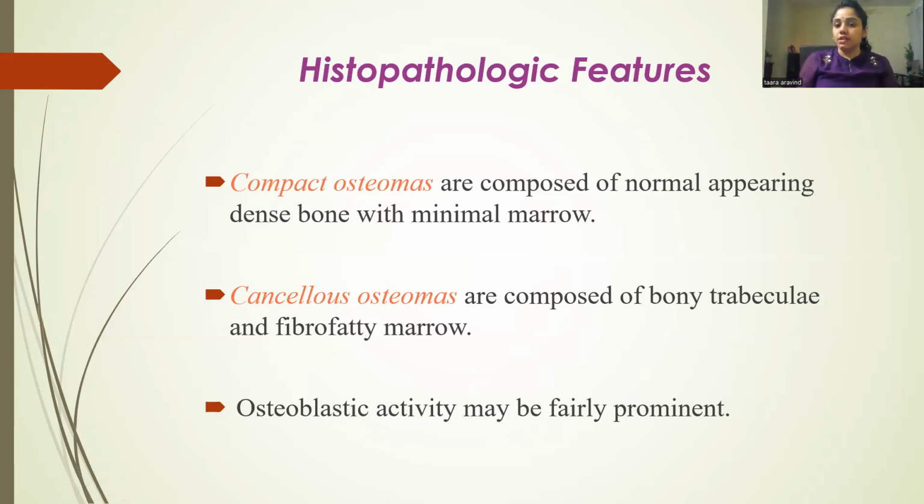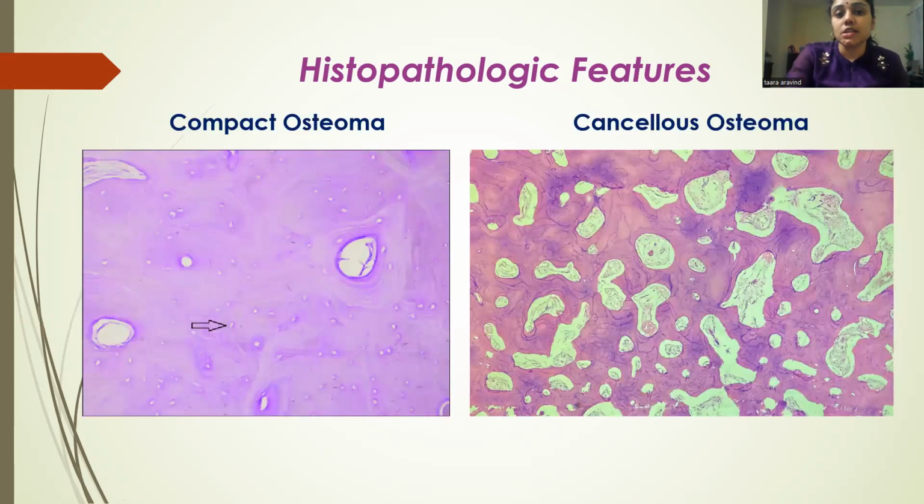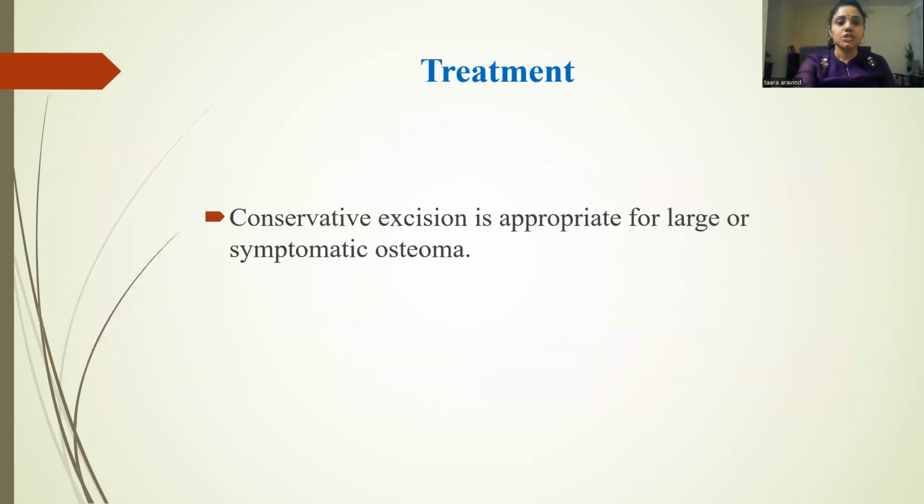Histopathologically, it appears as normal appearing, either compact bone or cancellous bone. When we see the picture of a compact bone, we call it a compact osteoma, and if we see the picture of a cancellous bone, then we type it as cancellous osteoma. The osteoblastic activity also will be very prominent in the case of osteoma. Treatment: conservative excision is appropriate for large or symptomatic osteoma.